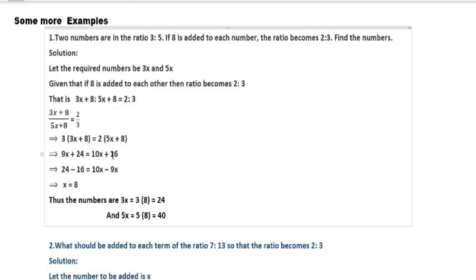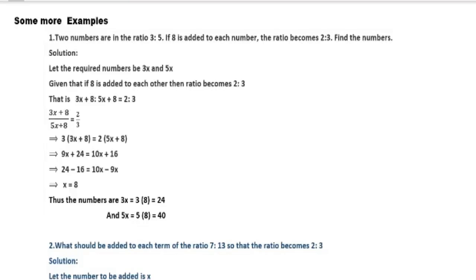We have to consider the sign also. Again simplify it. You will get 24 minus 16 equal to 10x minus 9x. That means x equal to 8. So the value of x is 8. Now you find the numbers. The numbers are 3x and 5x. The first number is 3 into 8, that is 24. The second number is 5 into 8, that is 40. So the two numbers are 24 and 40.